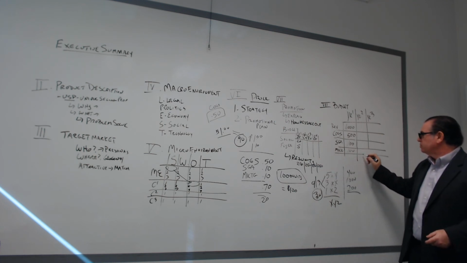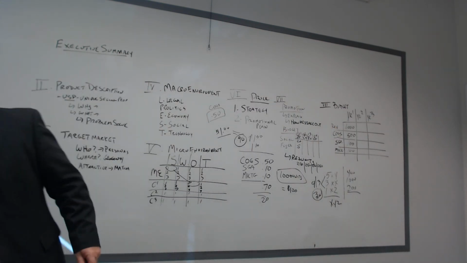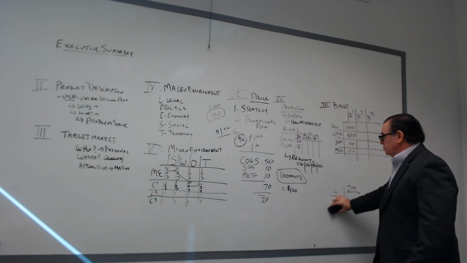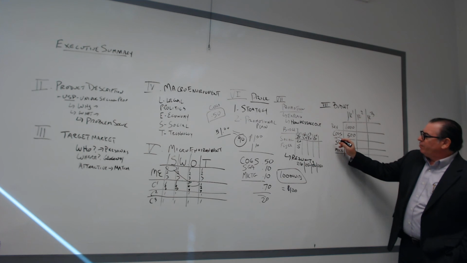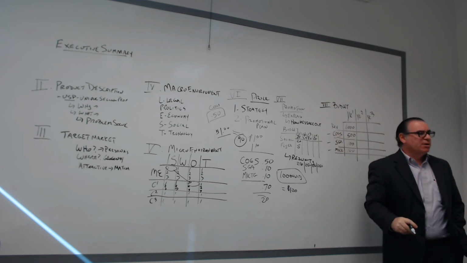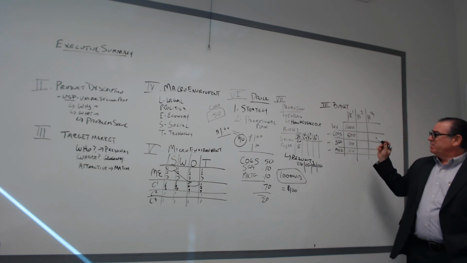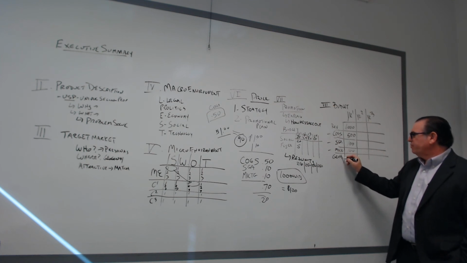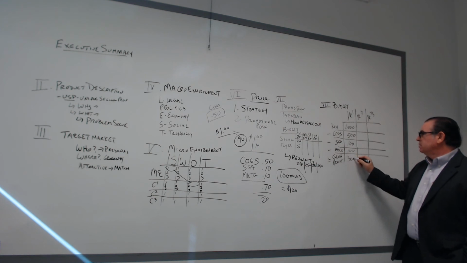Let me get rid of that. Okay, so now this is a minus, that's a minus, that's a minus, right? Because that's coming out of our pockets at the end of the day. So $1,000 minus 500 minus 100 minus 100 equals my, let's call it my gross profit here for a second. Gross profit, and that's going to equal $300 in year one.